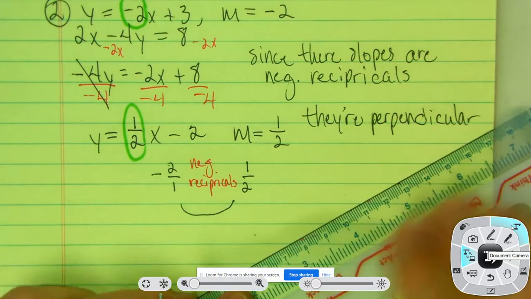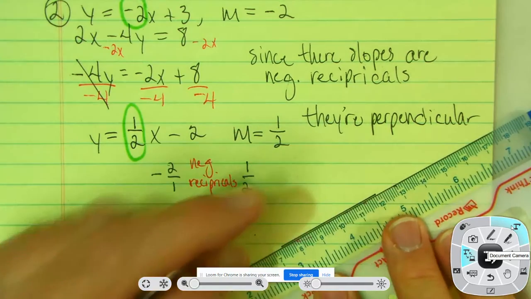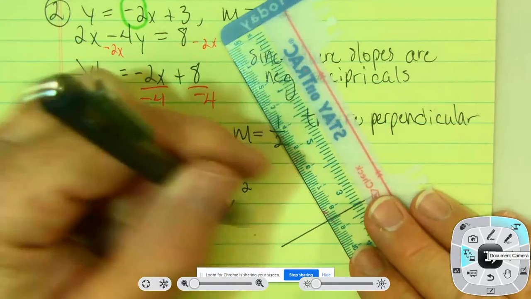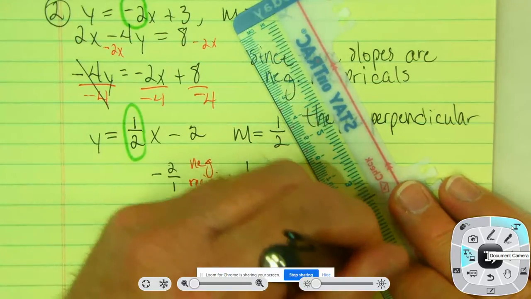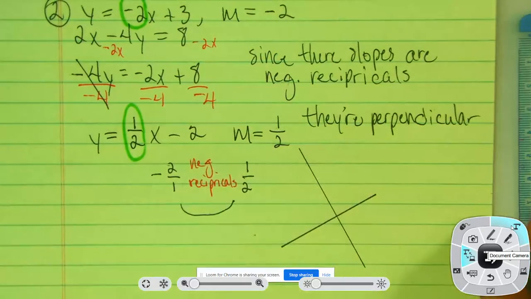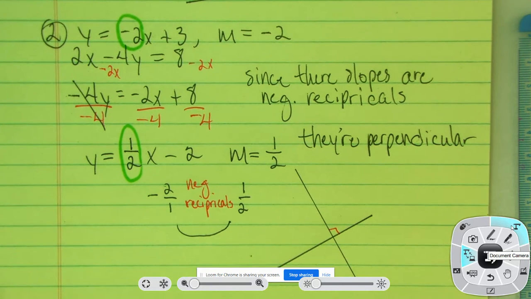Okay, and remember perpendicular lines look like this. They can be angled any which way, but they form right angles here. So if their slopes are reciprocated or turned over and the sign is reversed, they're perpendicular. If their slopes are equal, they're parallel. So they're pretty easy to recognize.